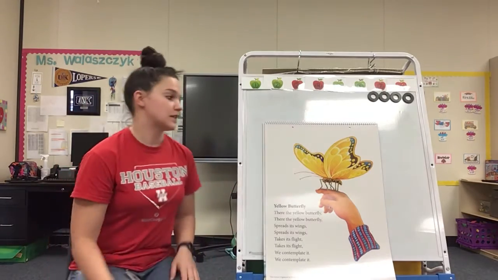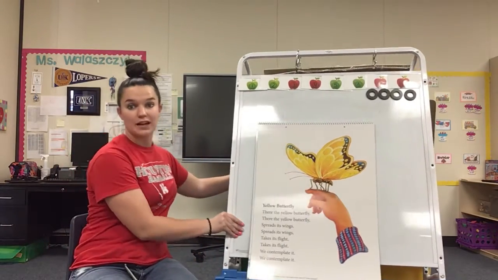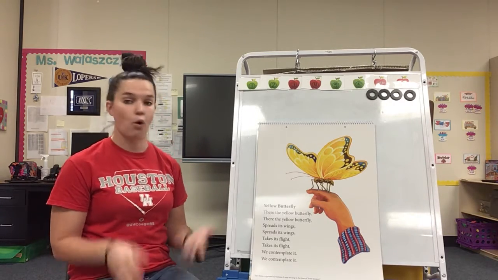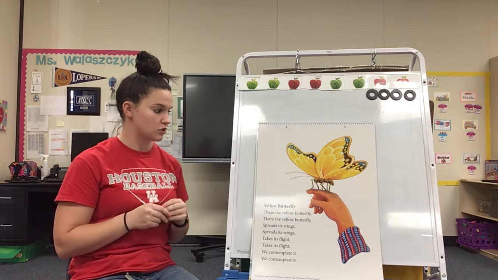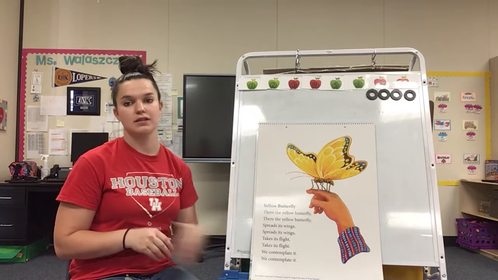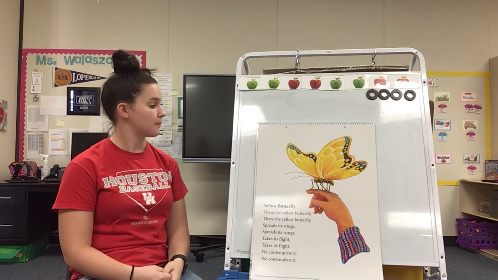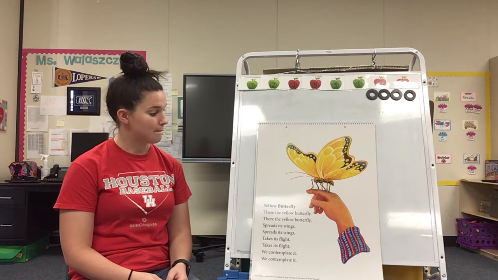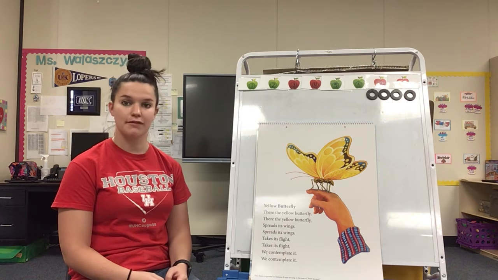Boys and girls, we're going to continue talking about how different animals travel. And we're going to start with a poem. But before we read this poem, I want you to look at the picture and the illustration. What do you notice about this illustration? And what is that butterfly on?